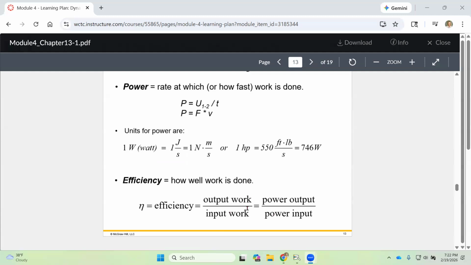Now, not only can we do this comparison with work, but we can also do it with power. So we can say the output power divided by the input power is going to give us the efficiency as well. So again, comparing how much power we're putting in to how much that we're actually getting out. Okay.